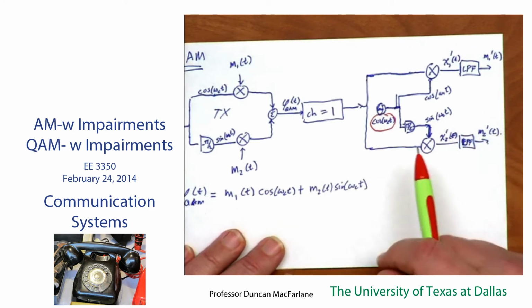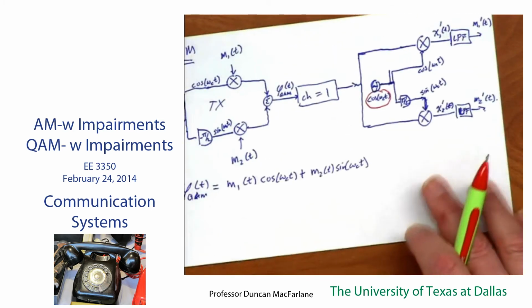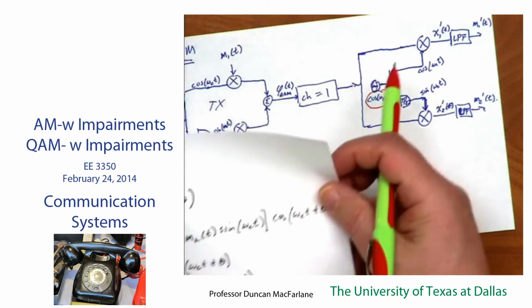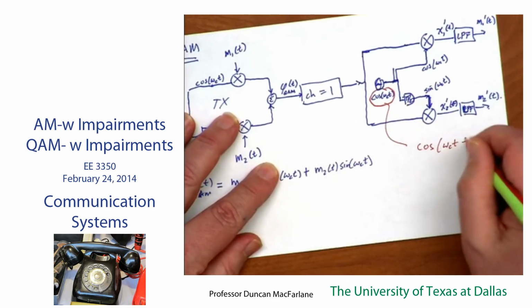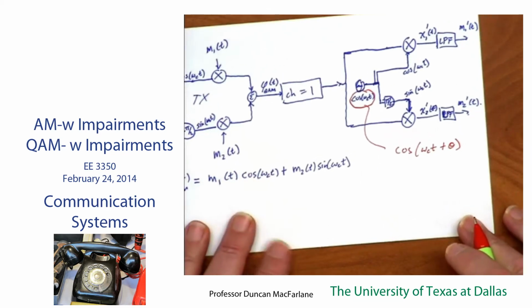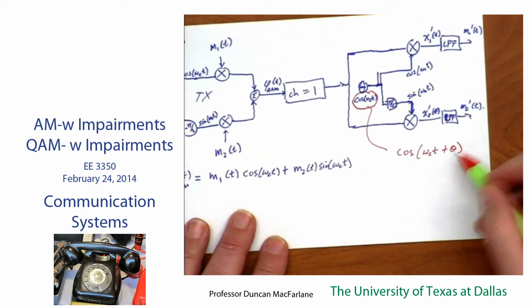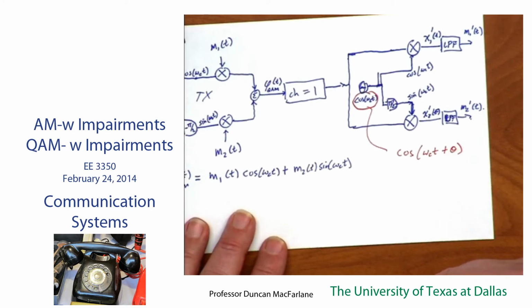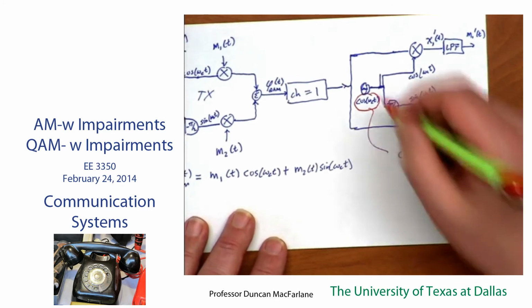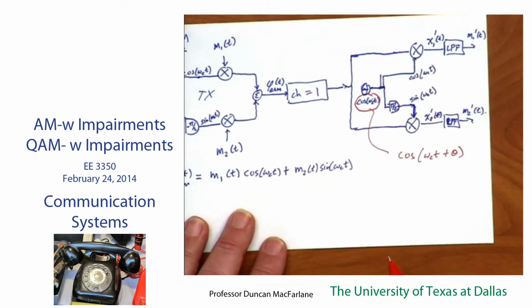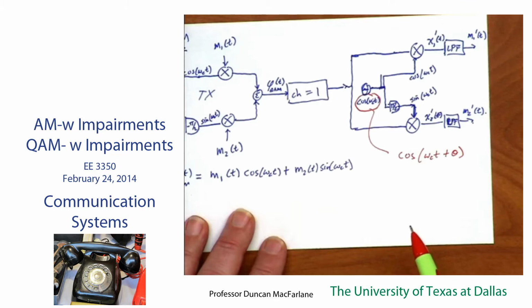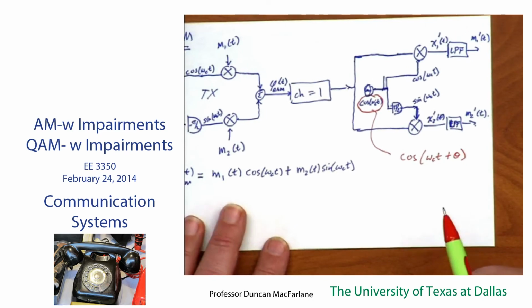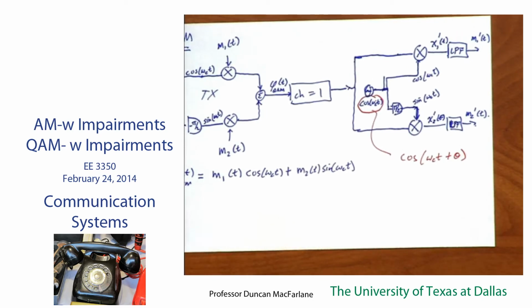And so the particular imperfection that I talked about was if this guy was cosine of omega_c t plus some phase shift. Okay? We analyzed it for both a static phase shift and also a wiggling or time varying phase shift. But you could also say, well, what happens if this is a different frequency? Okay? And then the mathematics would look a lot more like what we did earlier today.